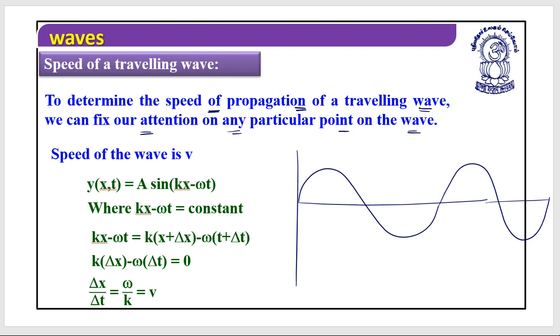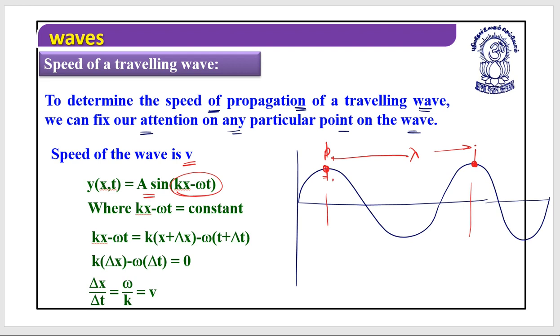Then if you observe, let's suppose this point P, at a certain instant of time it is here, and at a certain other instant of time this point will be here. The distance between these two points, as you can understand, is lambda. So the speed of the wave can be given as, let's suppose the relation is y(x,t) = A sin(kx - omega t). Since I have written kx - omega t, it is moving in the positive x direction.